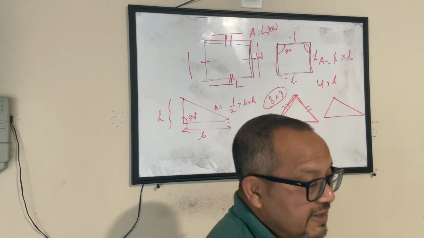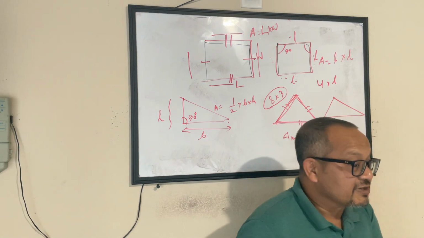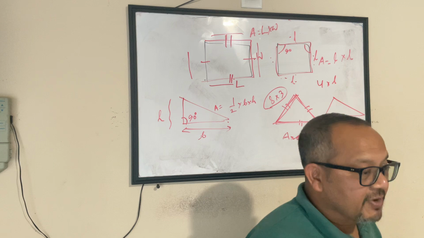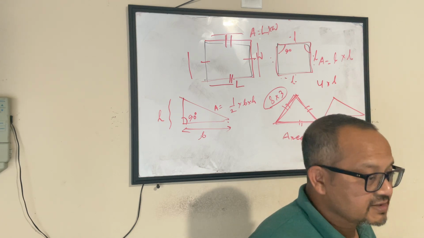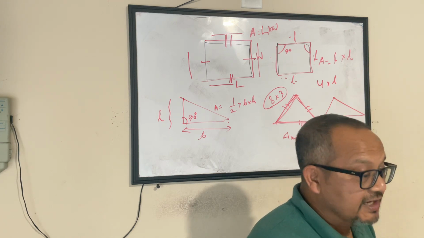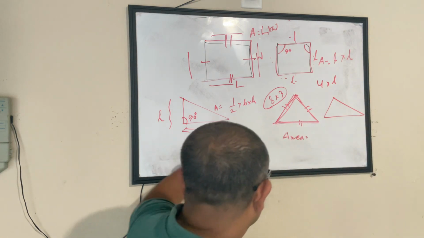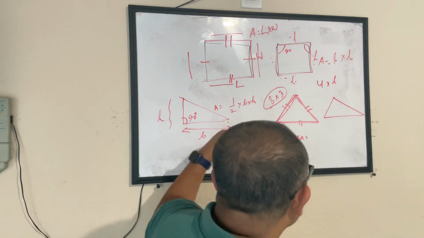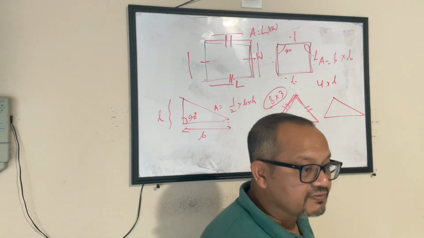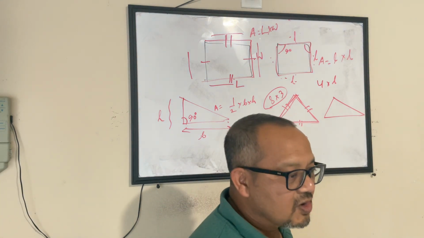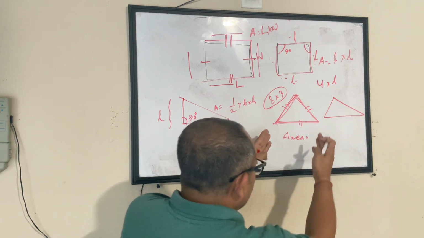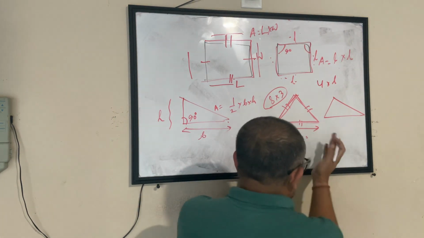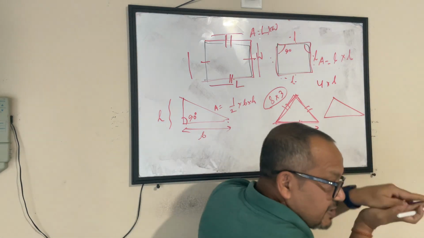Mostly I don't try forcing you to memorize something. But in this case, I will tell you that whatever you learn here, half into base into height, that formula applies for every type of triangle. What it means is, if you pick this triangle, you will call this the base because this triangle is sitting on this base.